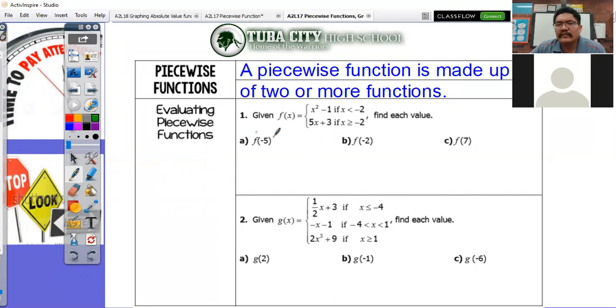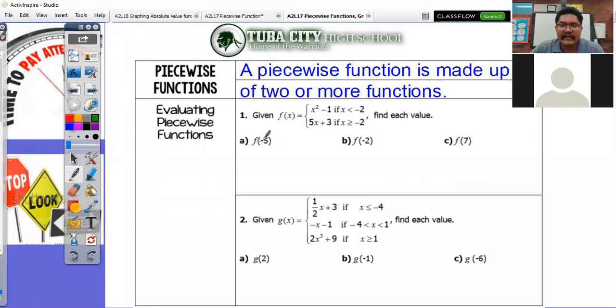so with this one, it looks kind of confusing at first because everyone looks at these and they're like, oh man, I don't know what any of this means. So it just means your function. In this case, I have f of x. And if x is less than -2, you use this function. If x is greater than or equal to -2, then you use this one. Pretty simple, actually.